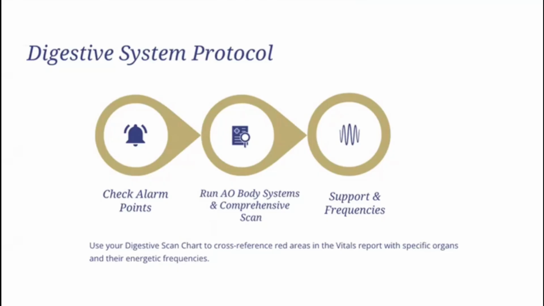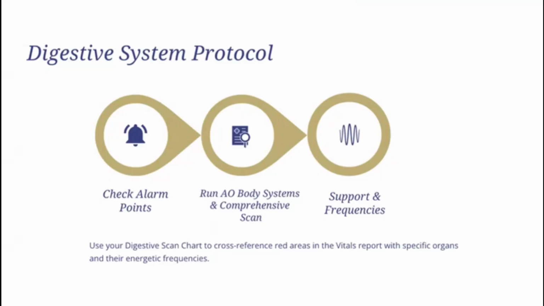So we can run the AO body system. It might be the digestive system that we put on there, which of course includes the stomach, the large intestine, the small intestine, as well as the pancreas and liver, I believe. We can also run a comprehensive scan, and we can look into the vitals as well. If your client's vital scan shows areas highlighted in red indicating imbalance, you can use your digestive scan chart or the AO scan body system options for more detailed analysis.